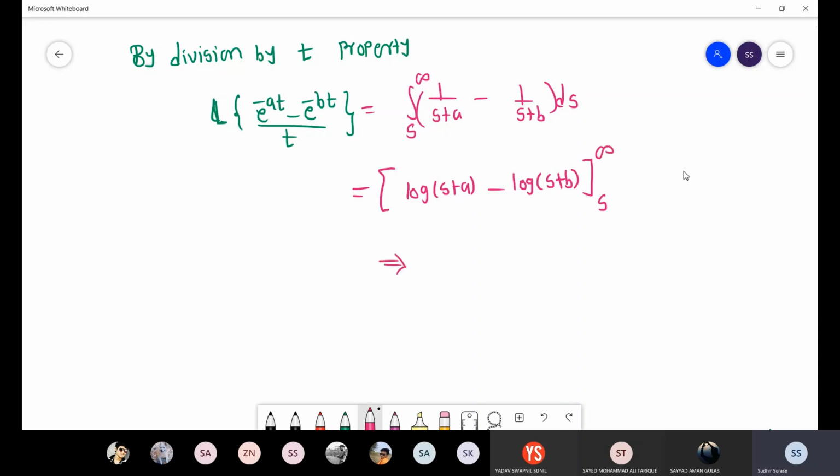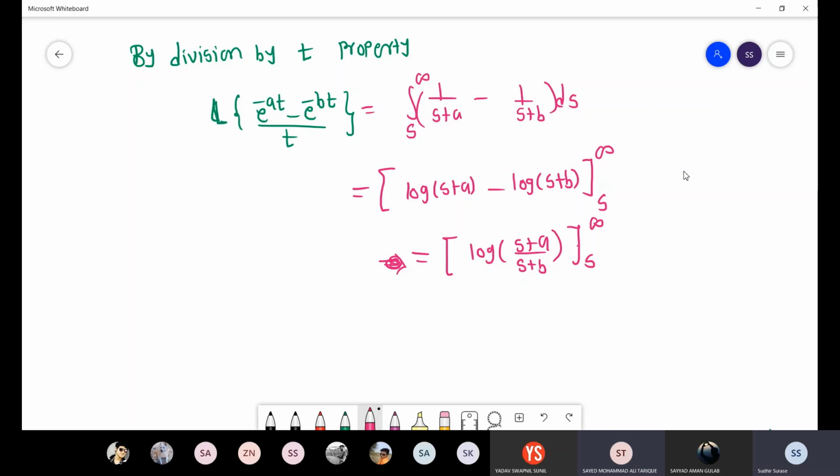So this is equal to log of s plus a upon s plus b, with limits from s to infinity. Now what can you say about log of infinity, meaning the value of this function at infinity? So 0. Why? Sir, if we take s common, log of 1 plus a by s will come, divided by 1 plus b by s. So when we put s as infinity, log 1 by 1 will come. So log 1 is 0.